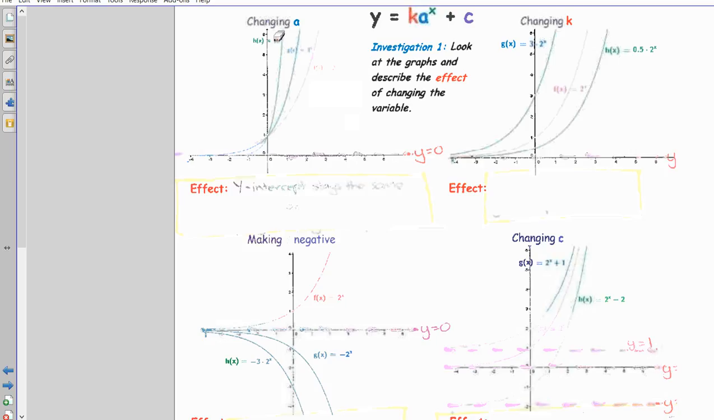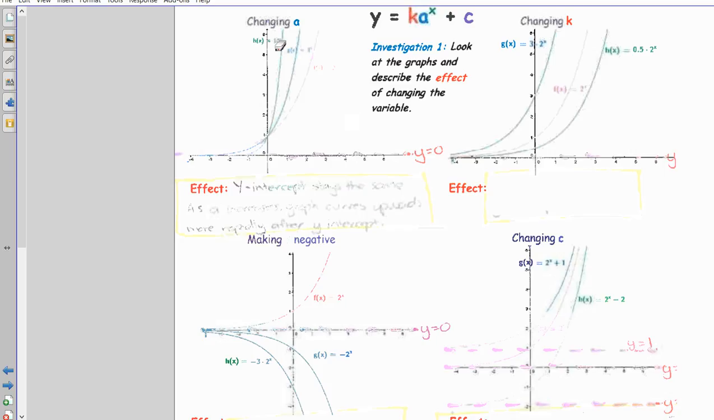So as a increases, the graph moves upward more rapidly after the y-intercept. They seem to be quite similar here. But if you've got a higher value of a, like a is 10 compared with 2, it increases more rapidly after the y-intercept. So as a increases, the graph curves upwards more rapidly after the y-intercept is what I've written there.